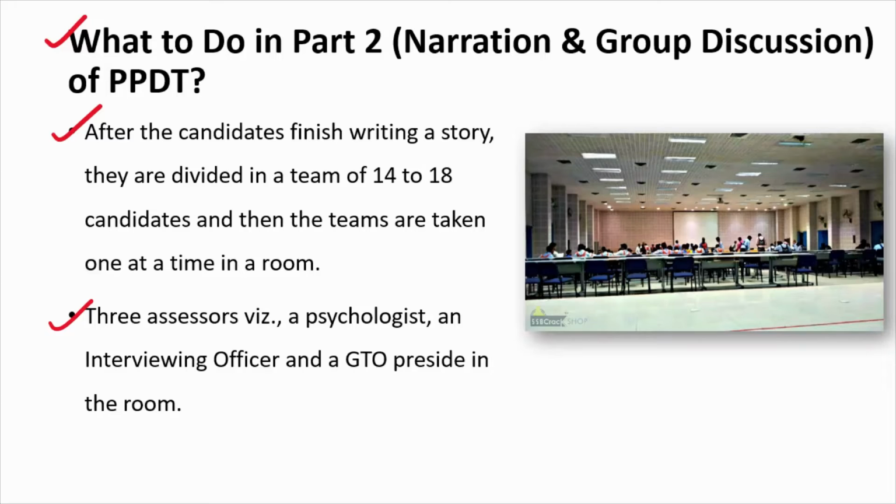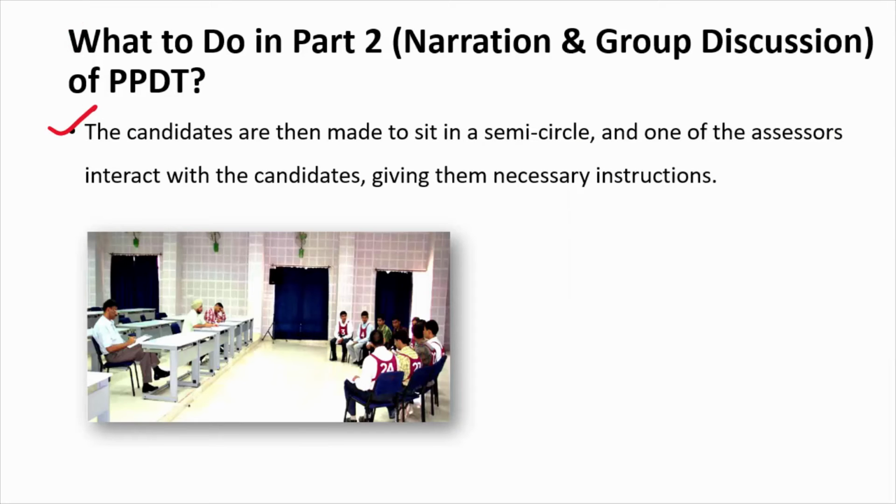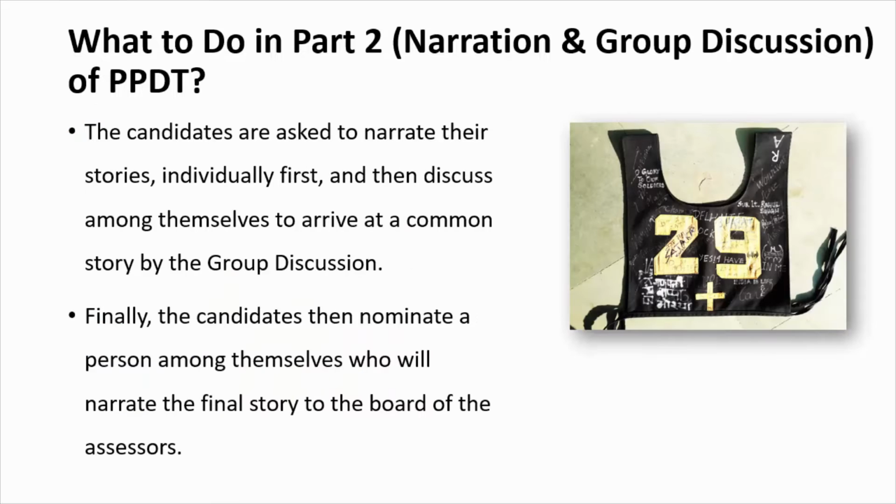Three assessors, viz. a psychologist, an interviewing officer, and a GTO, preside in the room. The candidates are then made to sit in a semicircle, and one of the assessors interacts with the candidates, giving them necessary instructions. The candidates are asked to narrate their stories individually first and then discuss among themselves to arrive at a common story through group discussion. Finally, the candidates nominate a person among themselves who will narrate the final story to the board of assessors.